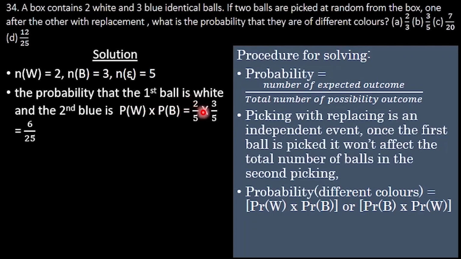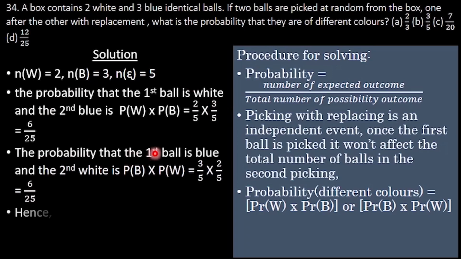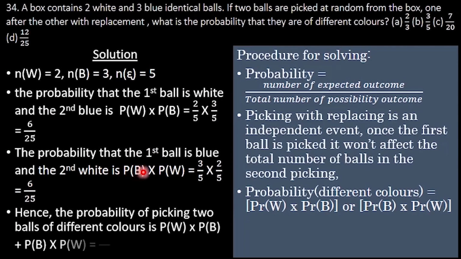Now 2 times 3, we have 6, and 5 times 5, we have 25. The probability that the first ball is blue and the second white is the probability of blue times the probability of white, equal to 3 over 5 times 2 over 5. Now 3 times 2, we have 6. 5 times 5, we have 25. That is the probability of blue ball.